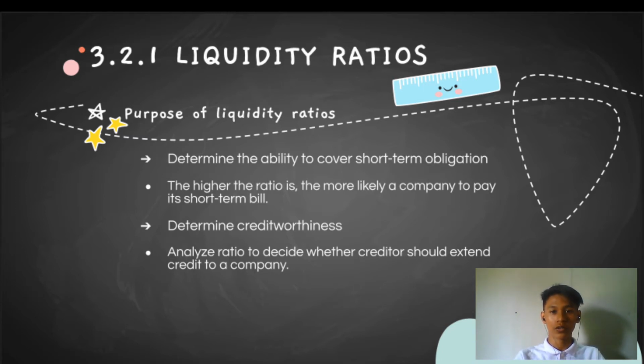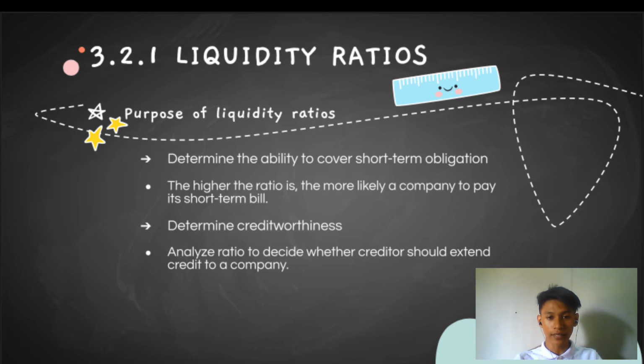1905037. So next we proceed to accounting ratio and ratio analysis. The first one is liquidity ratio. The purpose of liquidity ratio is to determine the ability to cover short-term obligations. The higher the ratio is, the more likely a company is to pay its short-term bills.